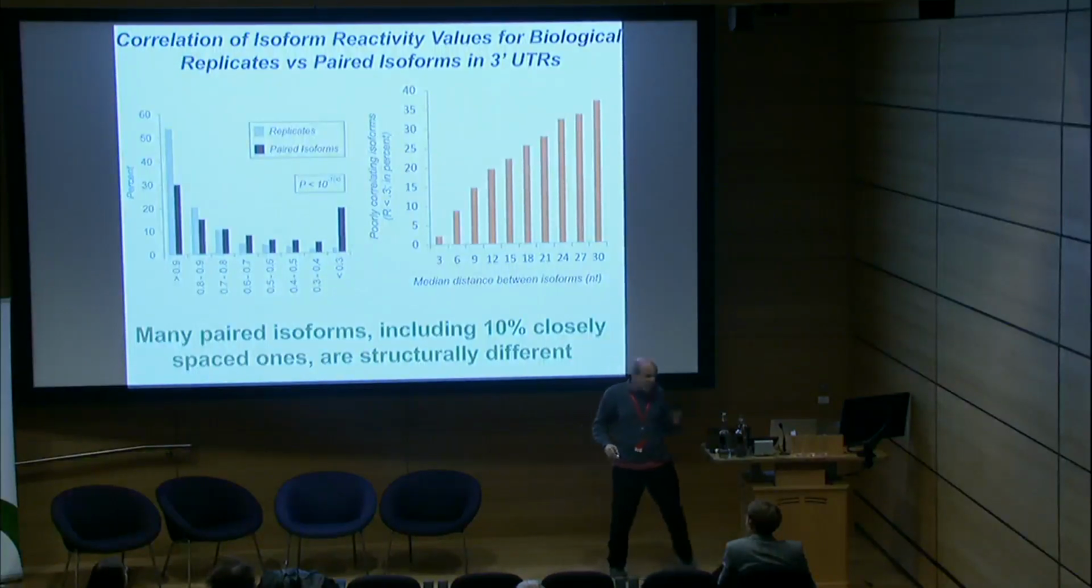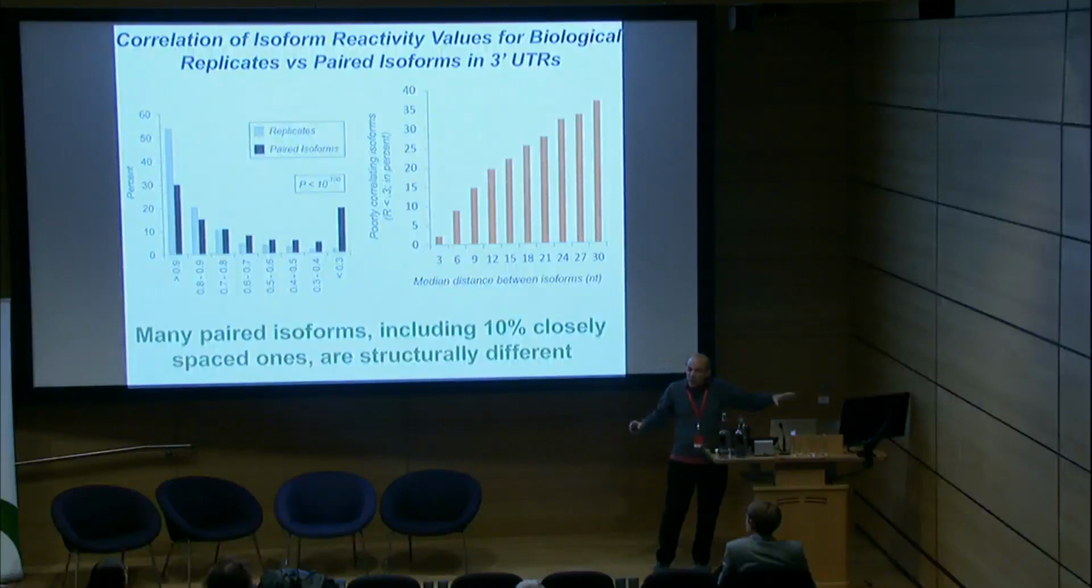Now, an important aspect of this is that, remember, these isoforms only have a subtle difference, but the structural differences are going over the entire 3' UTR. That's a pretty striking result.